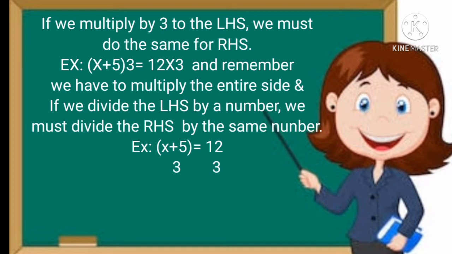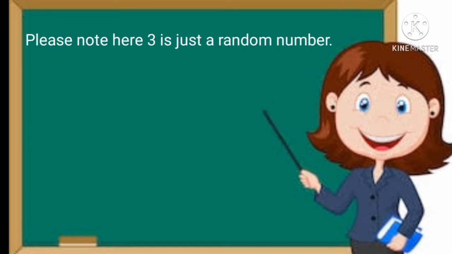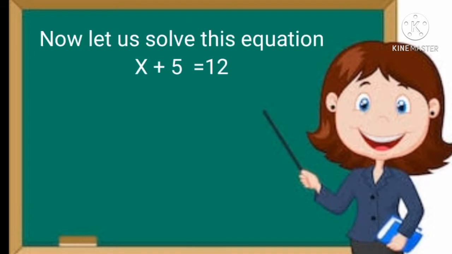And if we divide the left hand side by a number, we must divide the right hand side by the same number. Example, (x plus 5) upon 3 equals 12 upon 3. Please note here, 3 is just a random number. Now let us solve this equation.